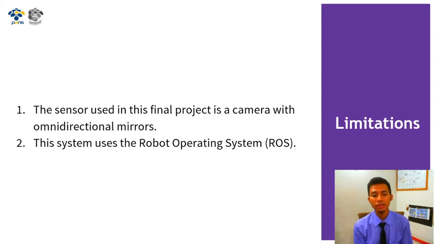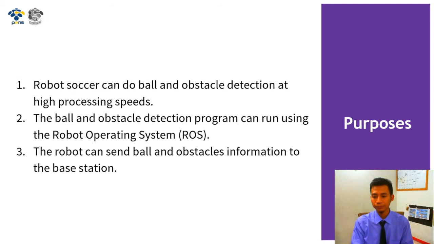The limitation is that the sensor used in this final project is a camera with an omnidirectional mirror, and this system uses ROS. The purpose is that the robot software can do ball and obstacle detection at high processing speed, the detection program can run using ROS, and the robot can send the ball and obstacle information to the base station.